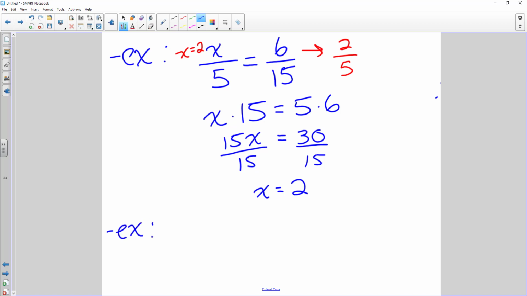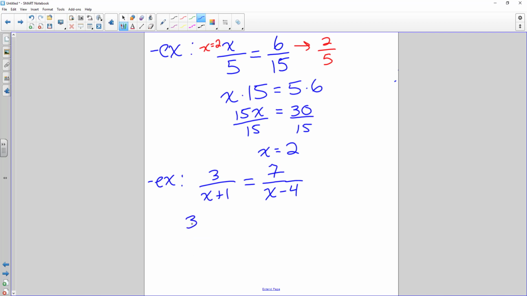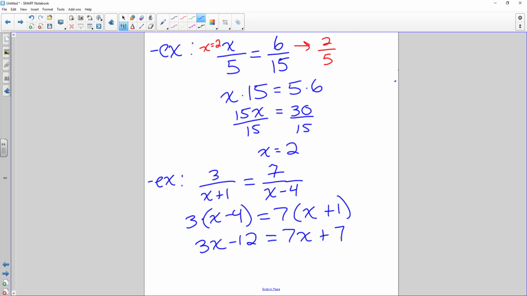Okay, how about this one? 3 over x plus 1 equals 7 over x minus 4. In this case, when I cross multiply, I have 3 times x minus 4, and I need to use parentheses around the x minus 4 so that 3 is multiplied by that whole thing. Equals 7 times x plus 1. So when I distribute, I'll have 3x minus 12 equals 7x plus 7.